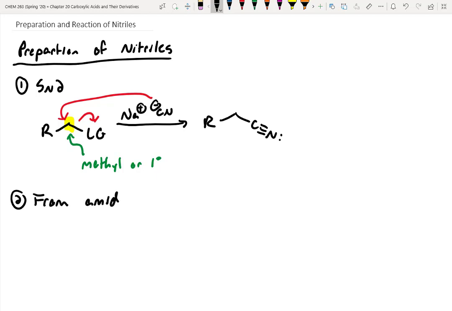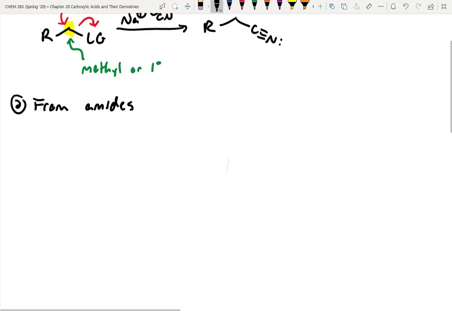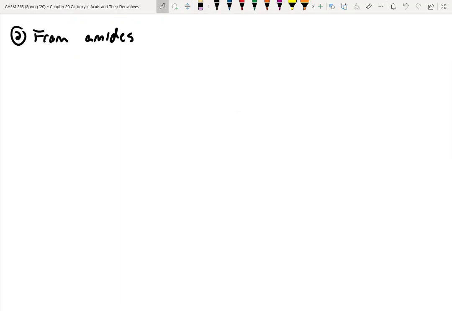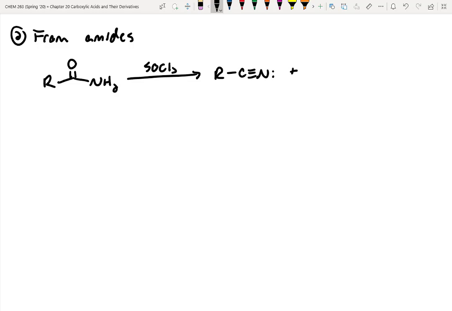And this is one of the reactions I showed you on your reaction map during that amide video, but we really didn't get into much detail. And what I said was, if you have an amide, you can treat it with thionyl chloride, that's SOCl2, and by doing that, you can create a nitrile. In addition, you're going to make SO2 gas, that's sulfur dioxide, and HCl as your byproduct.